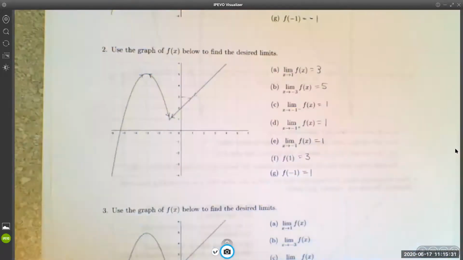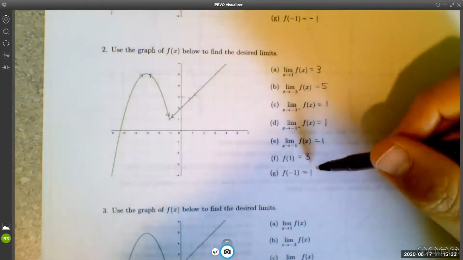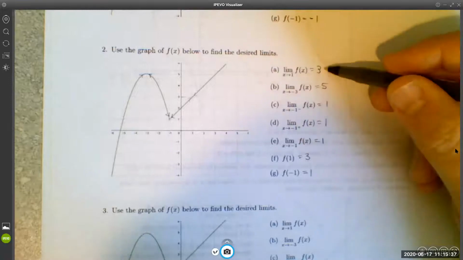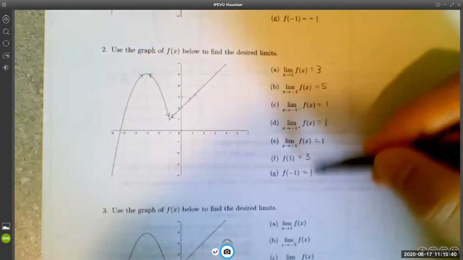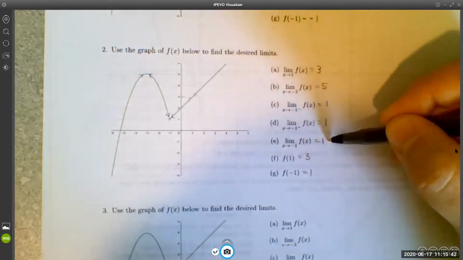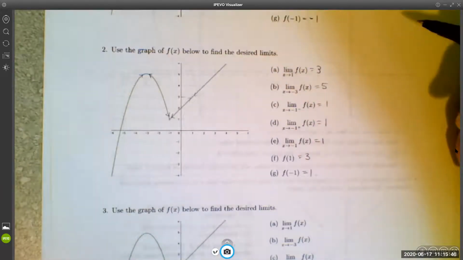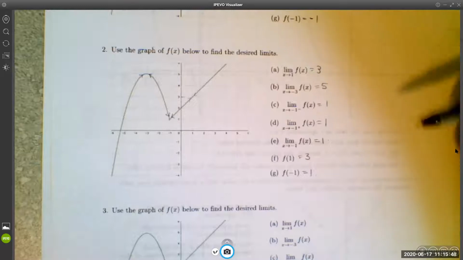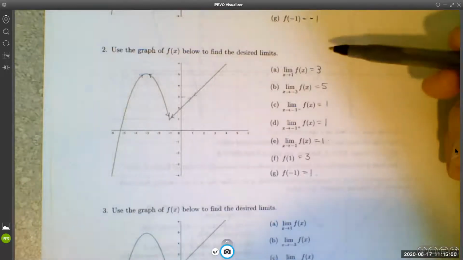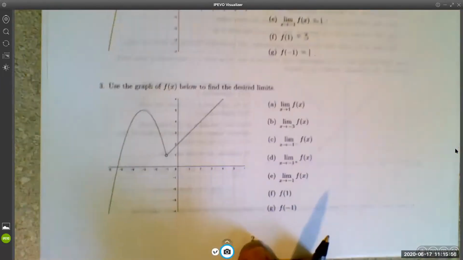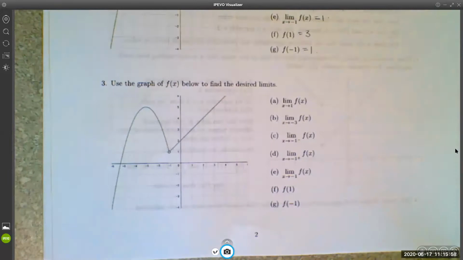So in this example, the function values match the limits, right? F of 1 is 3, limit as x approaches 1 is 3. F of -1 is 1, limit as x approaches -1 is 1, right? So the function values match their corresponding limits. Okay. That wasn't the case, obviously, with example 1, as we pointed out. But what I want you to do now is take a look at example 3, see if you can work out these limits on your own.